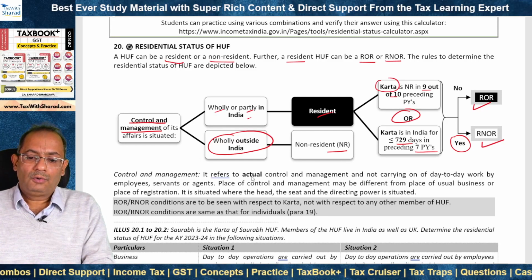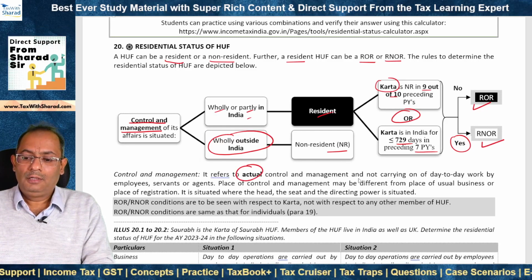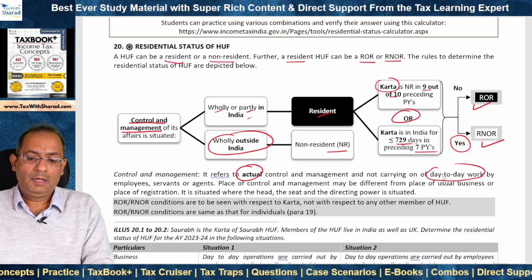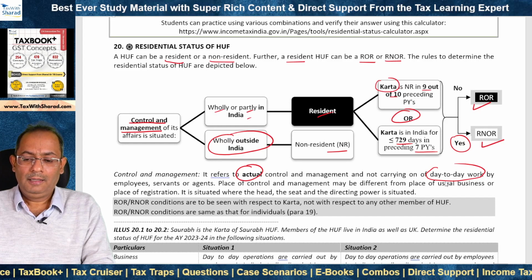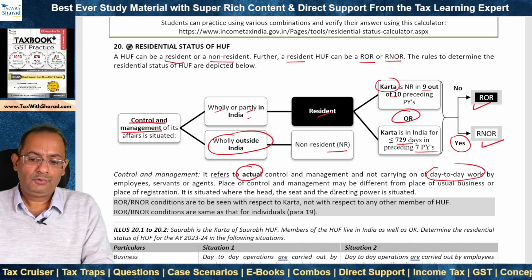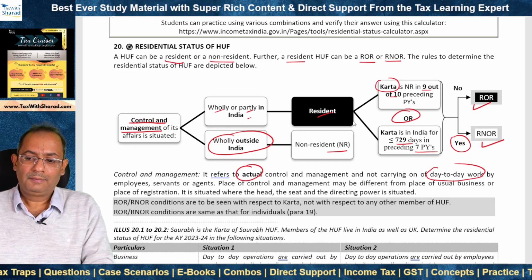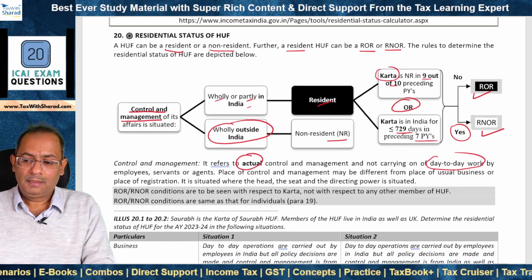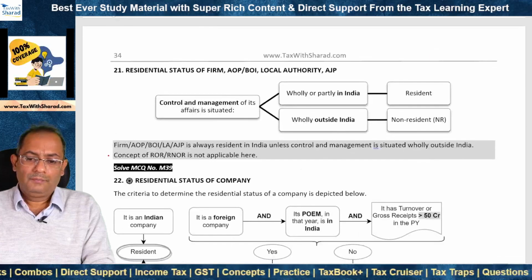Okay. Control and management refers to the actual control and management. It doesn't basically refer to the place where the day-to-day work or the routine work is being carried out. It refers to the actual control and management. So this is how we determine the residential status of an HUF.